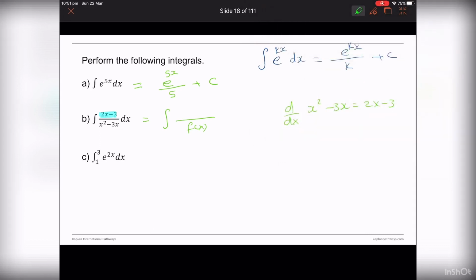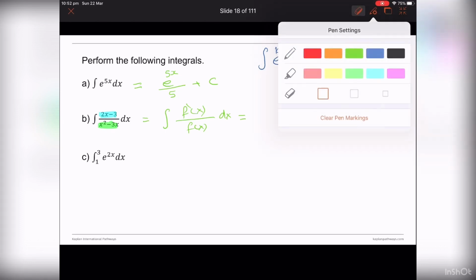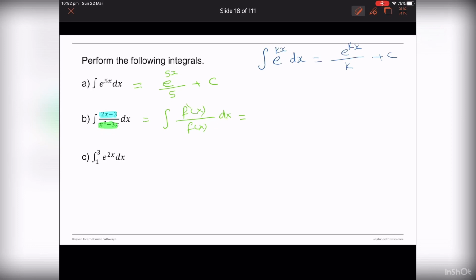say this is a ln. So this is the function, the derivative of the function, and this is going to be equal to ln of the function, ln f of x, which is ln x squared minus 3x plus c, which is the constant of the integration.